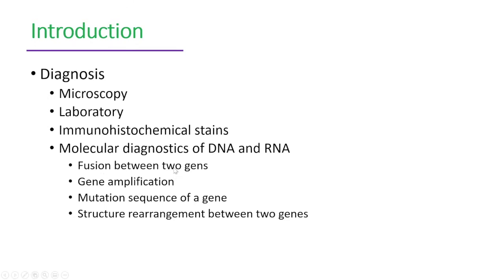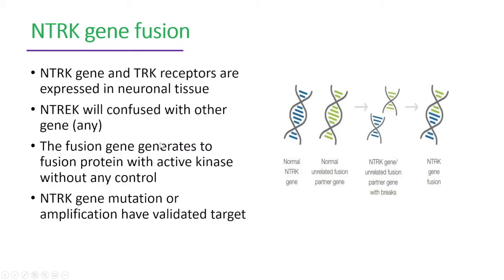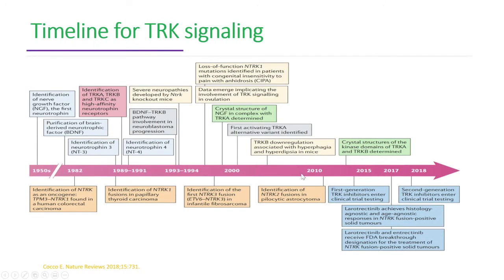Now, fusions are documented in many genes, and it started a long time ago, around the 1950s. The first NTRK gene was detected in the early 80s, and it took them a long time till 2017, actually 2018, that we had 2 drugs approved in the market.